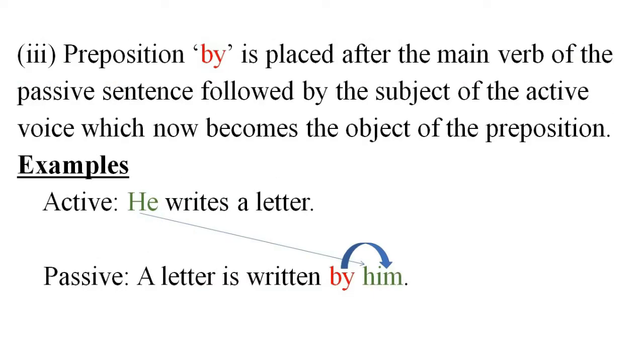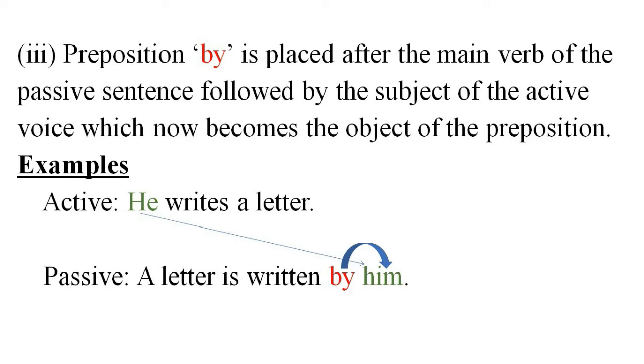Next, rule third, preposition by is placed after the main verb of the passive sentence followed by the subject of the active voice, which now becomes the object of the preposition. Dear student, look at these two examples. First is sentence in active voice, while second is passive voice of the active sentence.